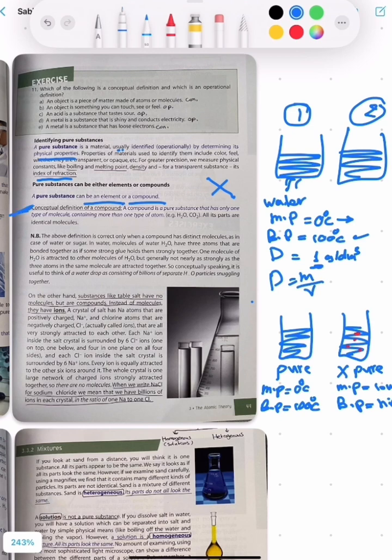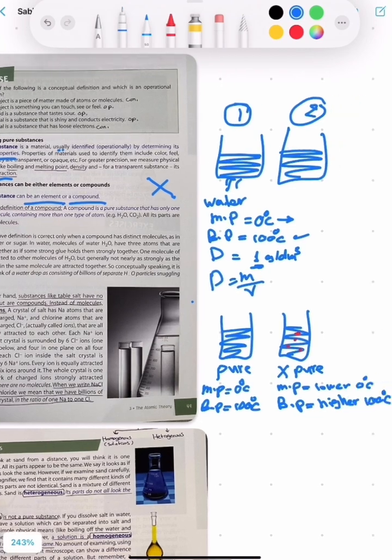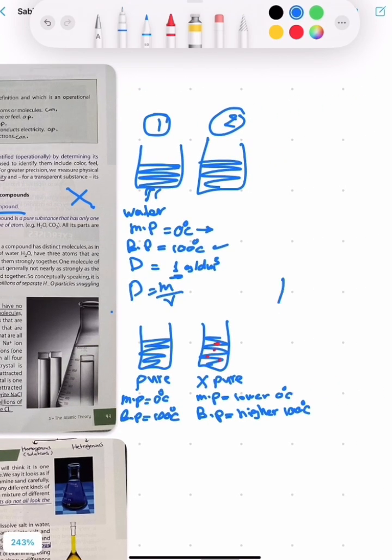So the conceptual definition of a compound is a pure substance that has only one type of molecule containing more than one type of atom. So H2O is a compound. Why? Because in this molecule of water, we have two different elements. If I say hydrogen, this is a molecule, yes, but it's an element because we only have one element inside, one type of atom.